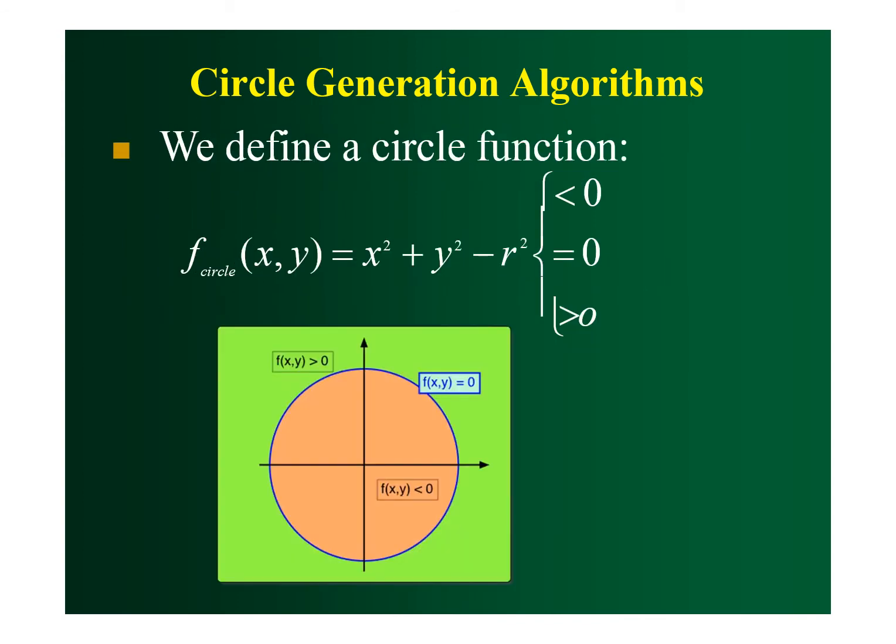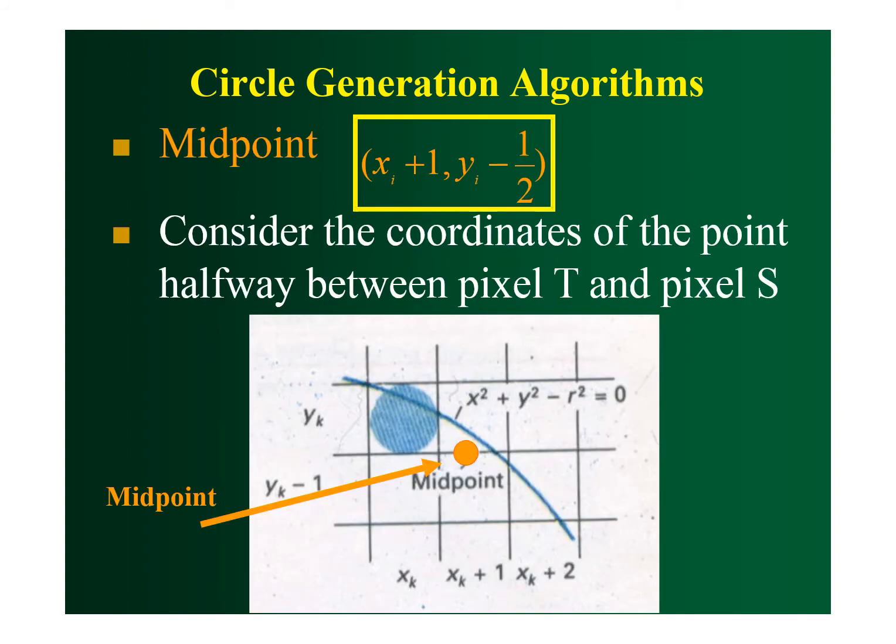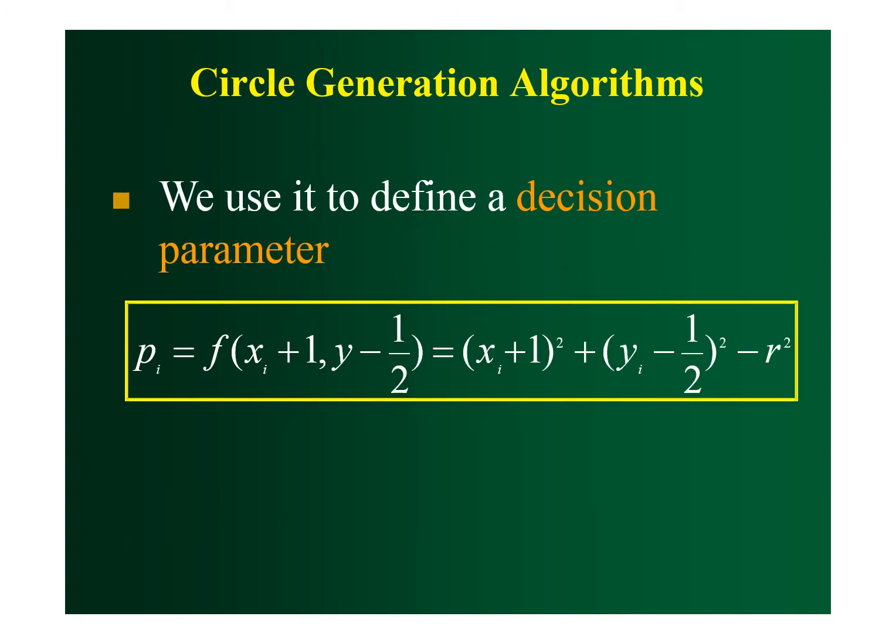In general, we define a circle function as f(x, y) equals x square plus y square minus r square, which is less than 0, equal to 0, or greater than 0. The midpoint in general is (xi plus 1, yi minus 1 by 2). Consider the coordinates of this point halfway between pixel T and pixel S. We use it to define a decision parameter. For these coordinates, we put them into the general circle equation, x square plus y square minus r square, and thereby we get an equation.